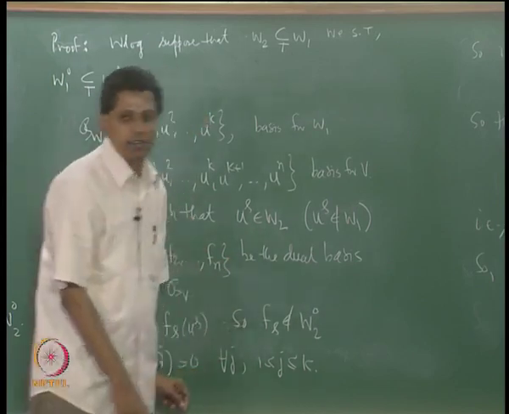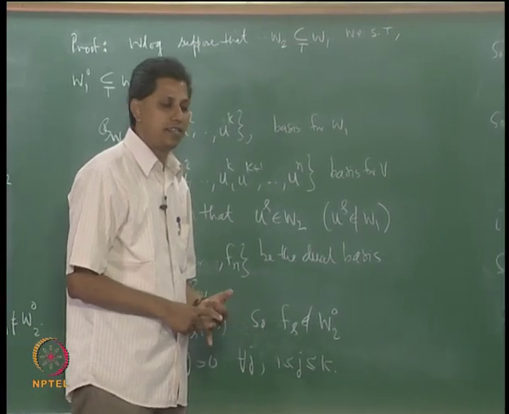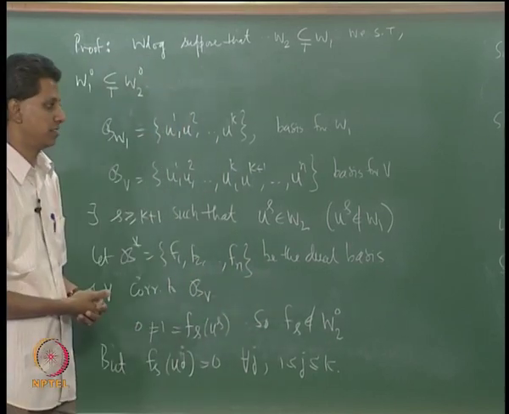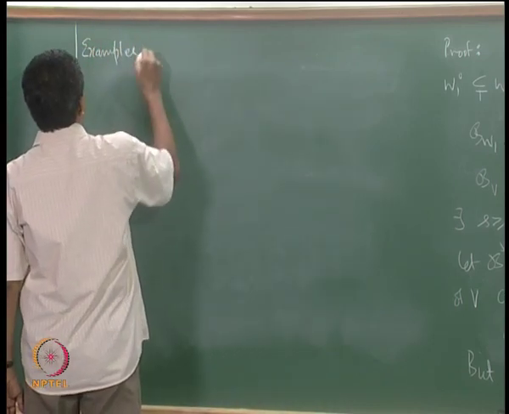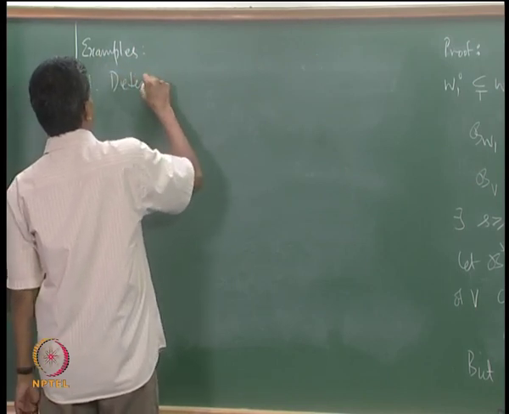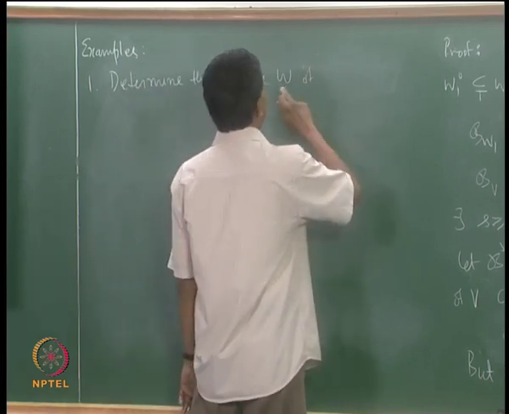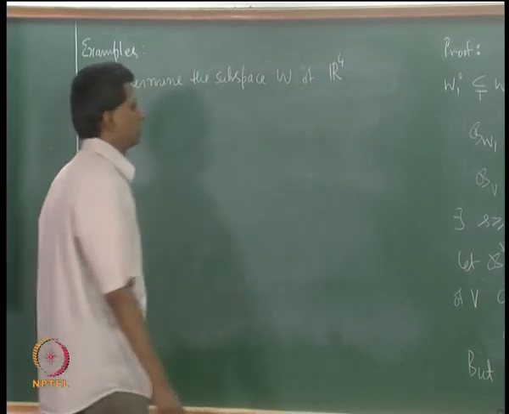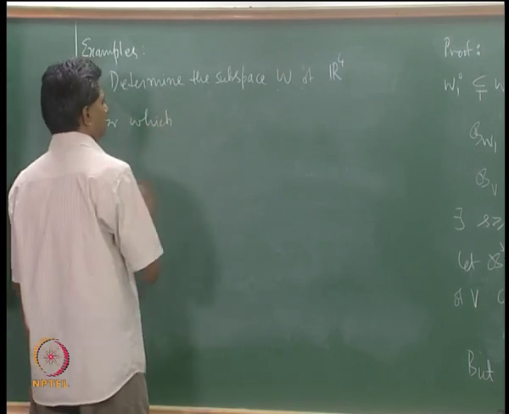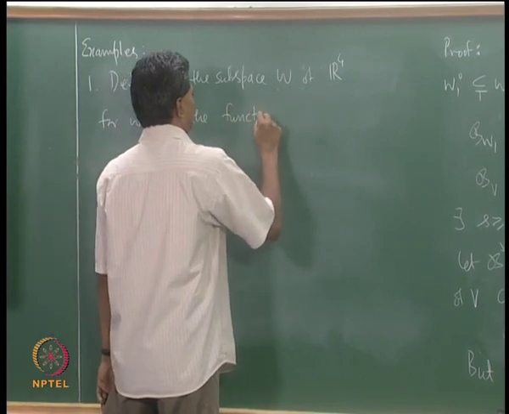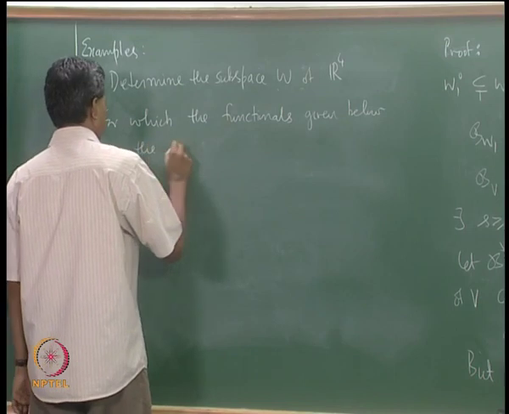Okay. To consolidate, let us work out two examples, to consolidate the ideas of a dual basis, annihilators, and determining elements in a dual basis. So let us consider the following examples. First one, determine the subspace W of R4 for which the functionals given below are the annihilators.